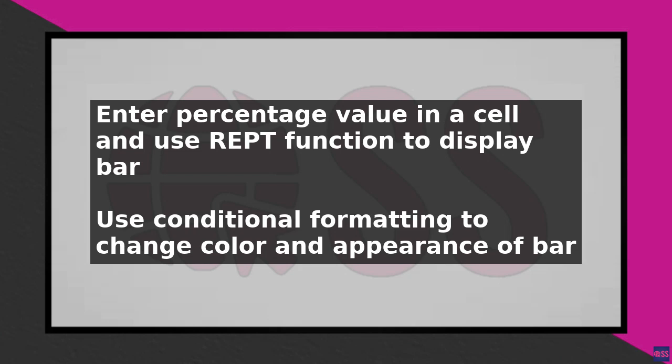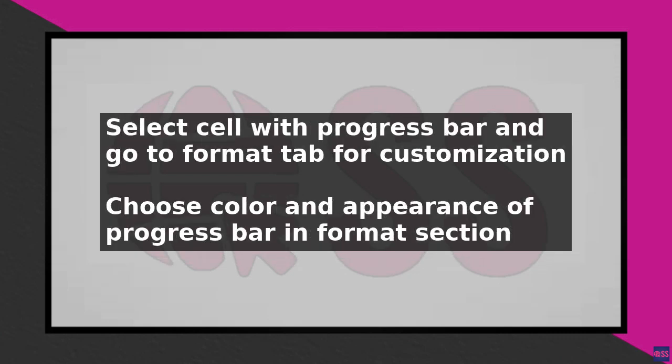To make the progress bar more visually appealing, you can use conditional formatting to change the color and appearance of the bar. To do this, select the cell with the progress bar, go to the Format tab, and select Conditional Formatting. In the Format Cells If drop-down menu, select Custom Formula Is, and enter the formula =A1. In the Format section, you can choose the color and appearance of the progress bar.